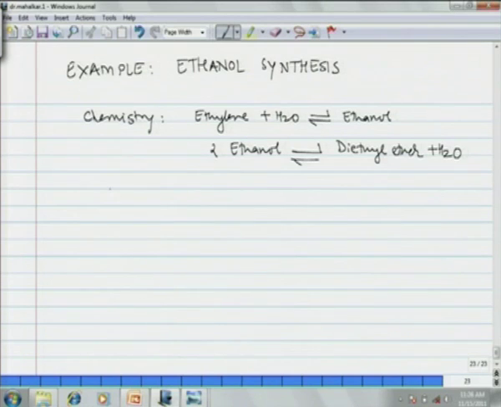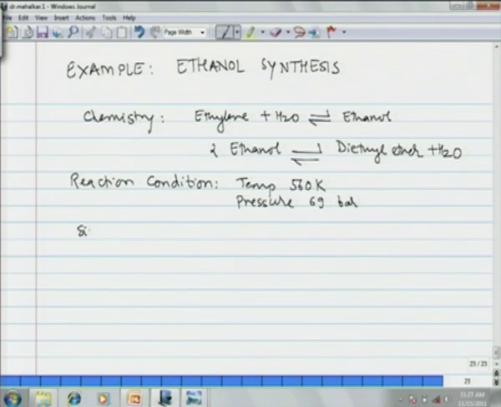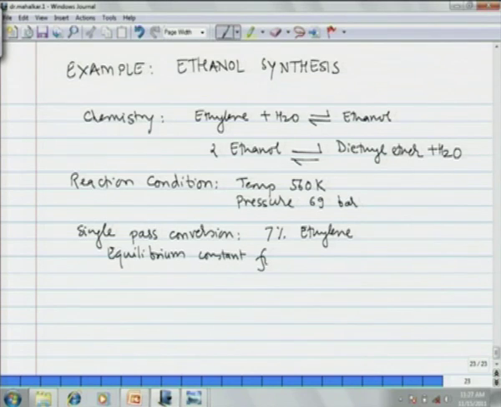Now, the reaction conditions are a temperature of 560 Kelvin and a pressure of 69 bar. Now, in single pass conversion, a fraction of the ethylene reacts. The equilibrium constant for diethyl ether, that we abbreviate as DEE, is K approximately equal to 0.2 at reaction conditions.